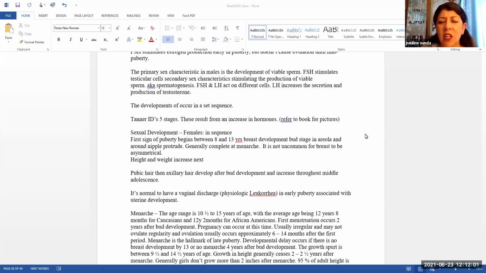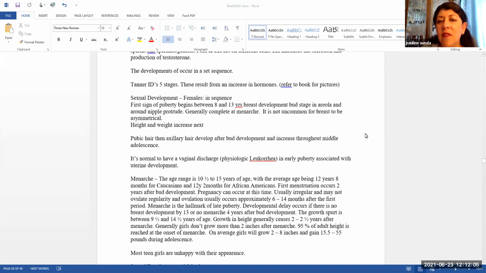The development occurs in a set sequence. Tanner identifies five stages. These result from an increase in hormones. Please refer to your textbook for the pictures and the different stages. Sexual development. First, I will talk about females in sequence.